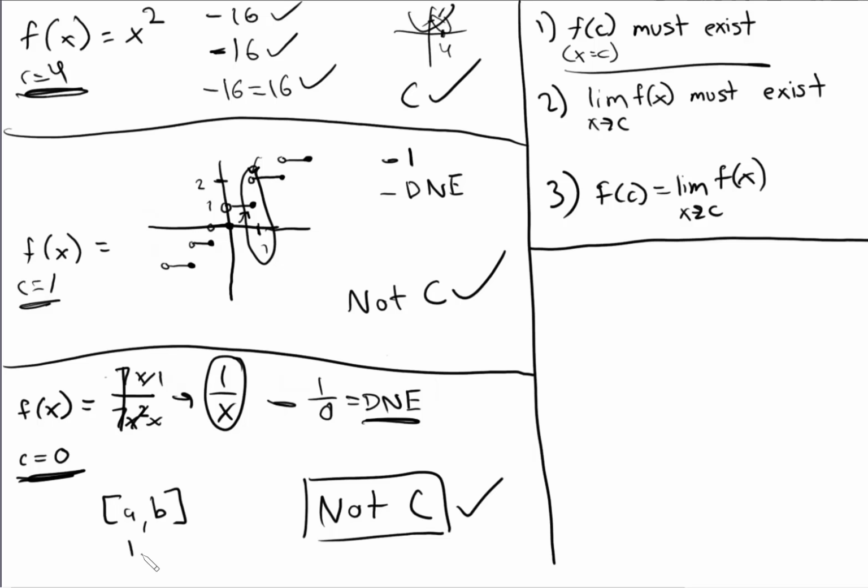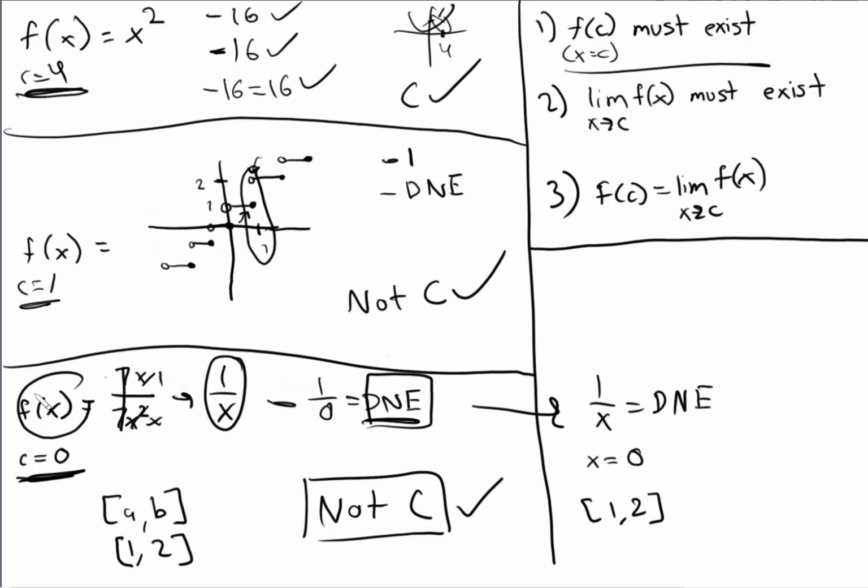Now, let's say we want to test continuity over an interval. Let's say we want to go from 1 to 2. How do we check that? We have to solve for the values that specifically make this a does not exist value. So what I'm saying right here is, when does 1 over x result in a value that does not exist? That only happens when x is equal to 0. Therefore, since 0 is not between 1 and 2, f of x over here is continuous on the interval 1, 2. So that should give you a basic idea of what continuity is.